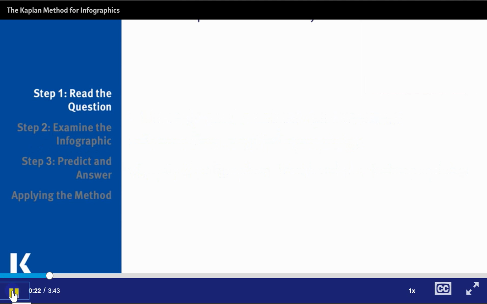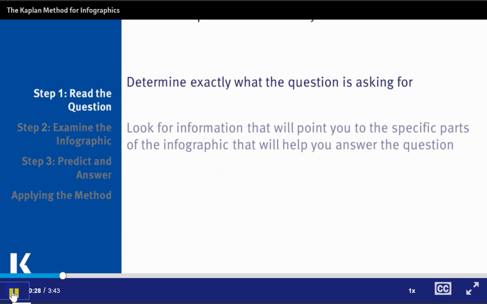The first step is to read the question thoroughly to determine exactly what you're trying to solve for. Additionally, look for information within the question stem that will point you to certain parts of the infographic.